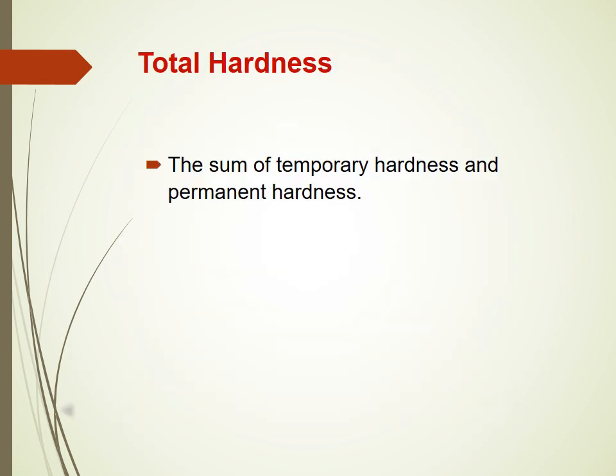So you now understand what temporary hardness is and what permanent hardness is. Now the total hardness is the sum of this temporary and the permanent hardness.